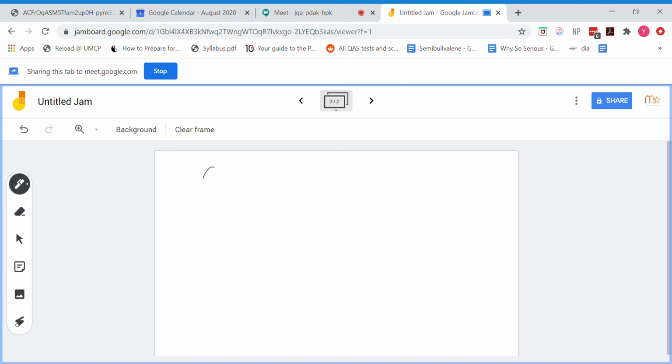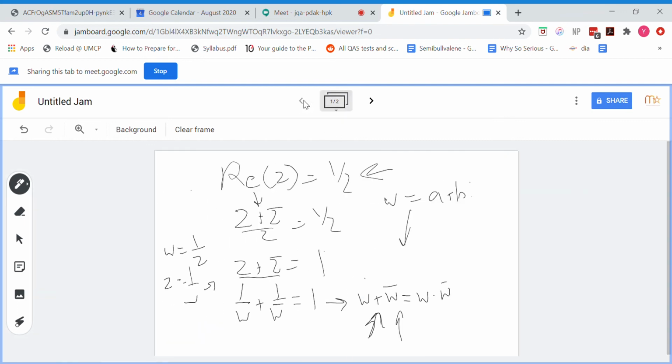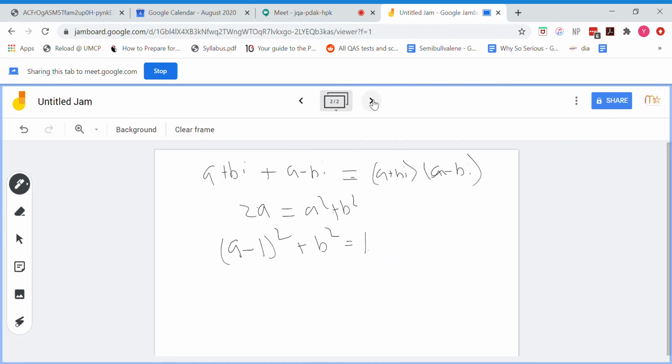a plus bi plus a minus bi equals a plus bi times a minus bi, which gives us 2a equals a squared plus b squared. Obviously, this looks like the equation of a circle, right? And we can convert this to (a minus 1) squared plus b squared equals 1. Nice.